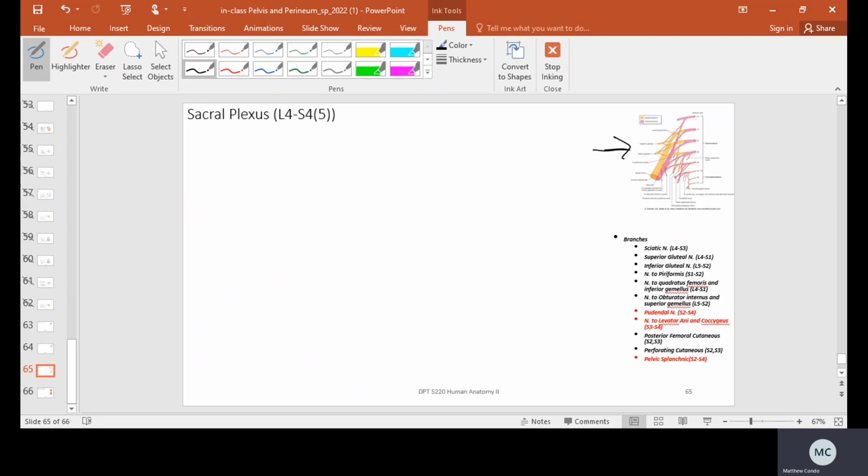So what I'm going to have with my sacral plexus is an anterior division and a posterior division. I don't know why it's doing that. So anterior division is going to be in black. Posterior division is going to be in red.